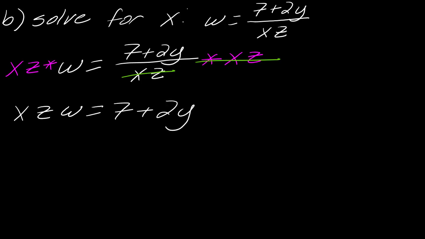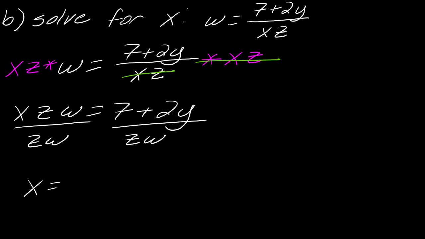So now in this instance, my x actually ended up over here. To finish this off, I just have to divide it once again by the parts that I don't want. And so now I get x equals 7 plus 2y divided by zw. Okay, so that's it for that one.